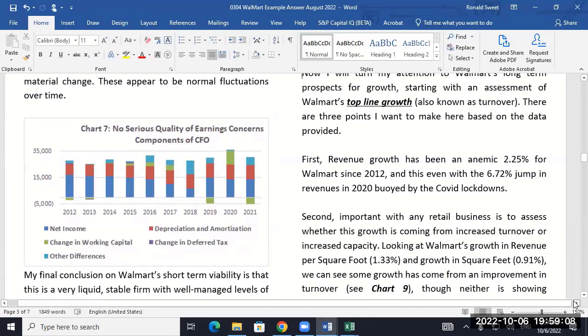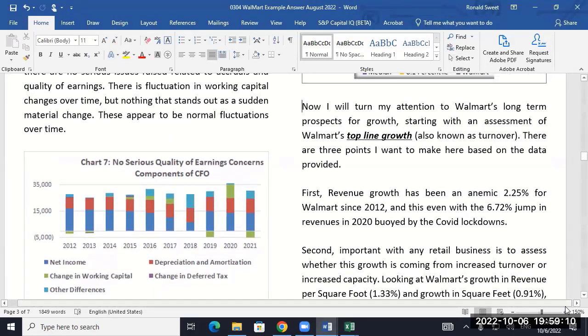Have I talked about anything besides turnover this semester? Have y'all heard anything else? I think I have. All right. So for Walmart, we're going to start with top line growth.